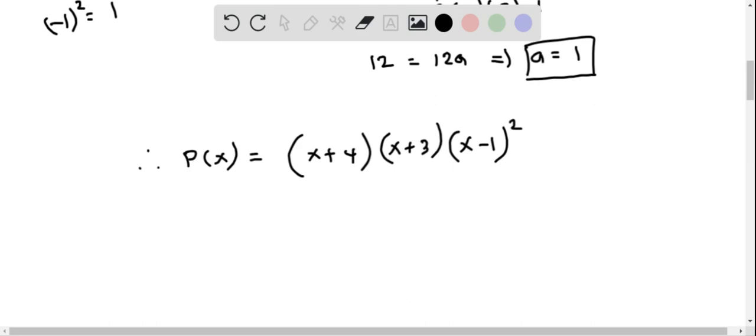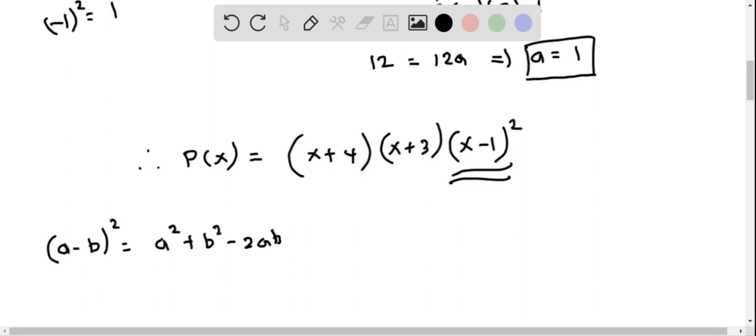So for that, first I'm going to expand this using this binomial. That is, I can use this binomial identity, a minus b quantity squared equals a squared plus b squared minus 2ab. And so I can use this for the expansion of this binomial, x minus 1 quantity squared. Consider this x as a and this 1 as b.